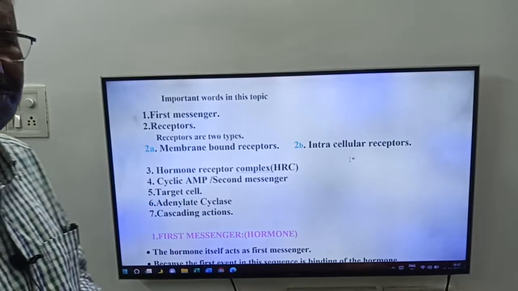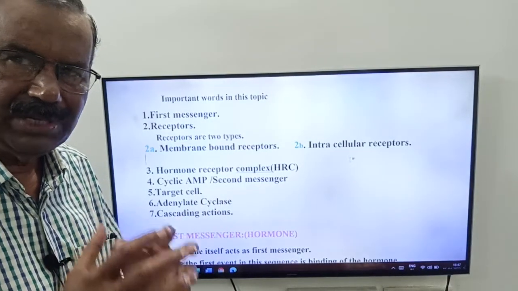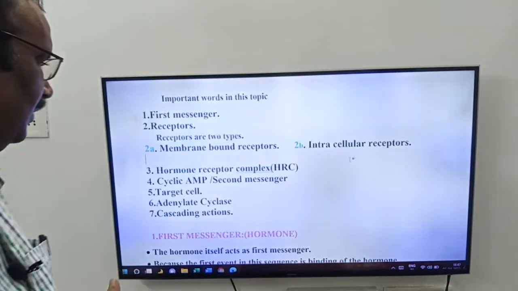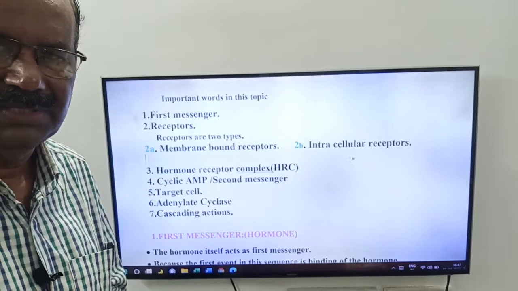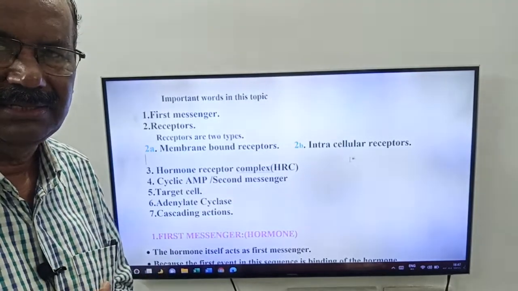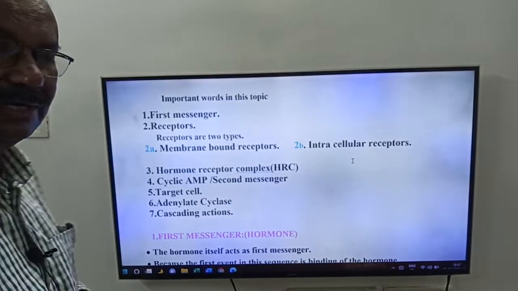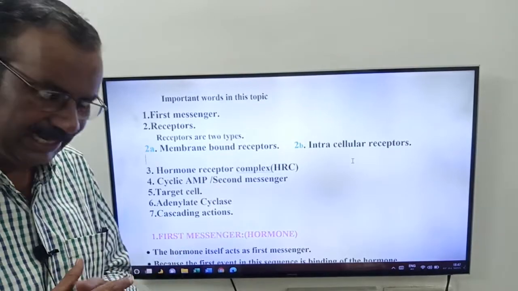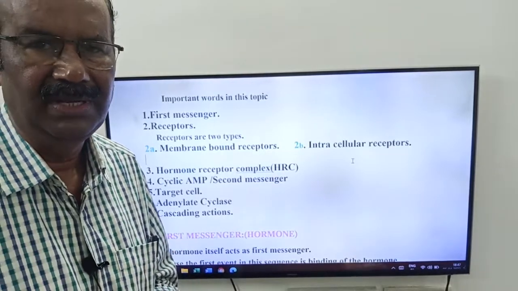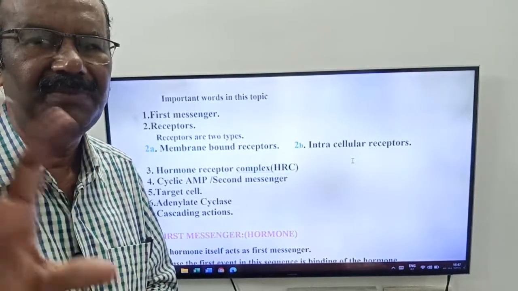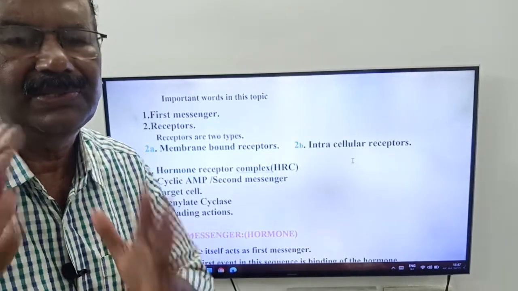Third one, HRC, hormone receptor complex. Fourth one, cyclic AMP, that is second messenger. Fifth one, target cell. Sixth one, adenylate cyclase. Seventh one, cascading actions. First you know the definition or meaning of these terms friends. Then it is easy for you to write about this answer.